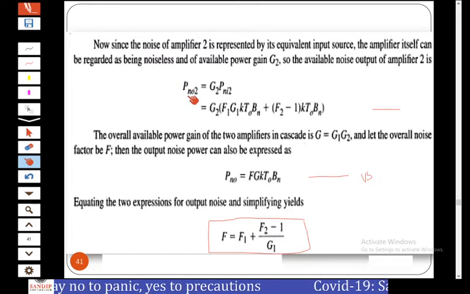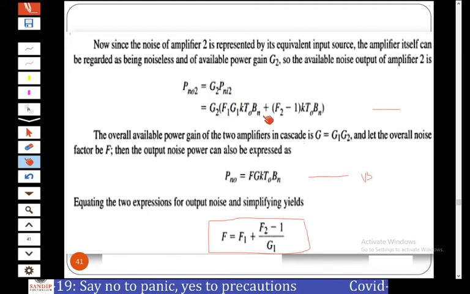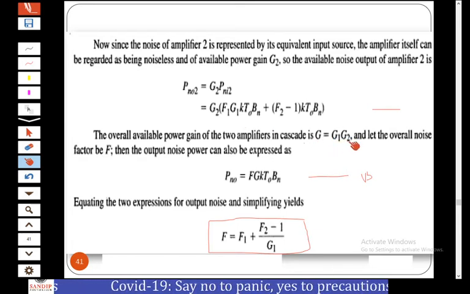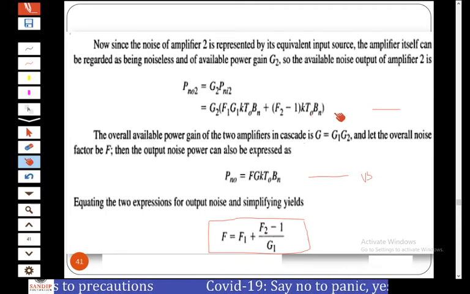Now consider the noise output of the second amplifier, PnO2, equal to the gain of the second amplifier G2 multiplied by the input to the second amplifier, Pni2, where Pni2 is F1 G1 K T0 Bn plus, in bracket, F2 minus 1 K T0 Bn. Now G1 and G2 give the overall gain of the system, so G equals G1 into G2, and let the overall noise factor be F. This gives the overall noise power output equal to F G K T0 Bn.